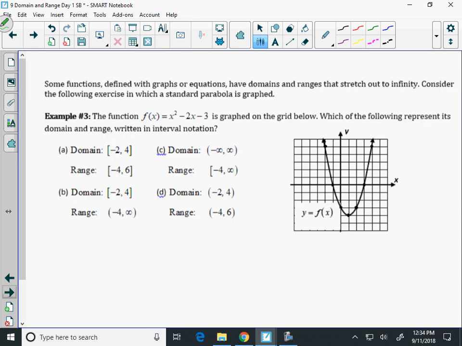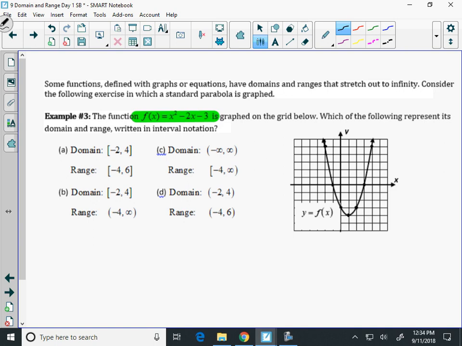Let's spend a little bit more time here with this notation. So now we have a multiple choice question. It says the function f of x equals x squared minus 2x minus 3. That's this parabola that is graphed, f of x. We want to know, multiple choice, which one is the domain and range in interval notation. Well, the first thing I want to point out to you before we do this is what's on the end of your graph here?